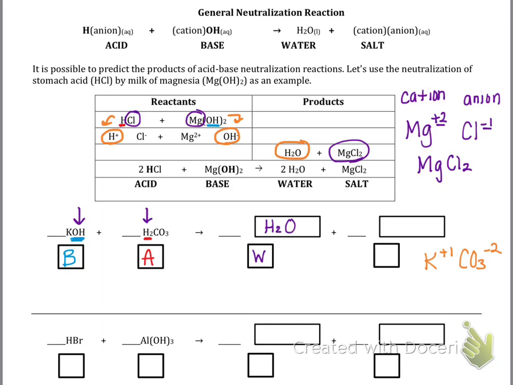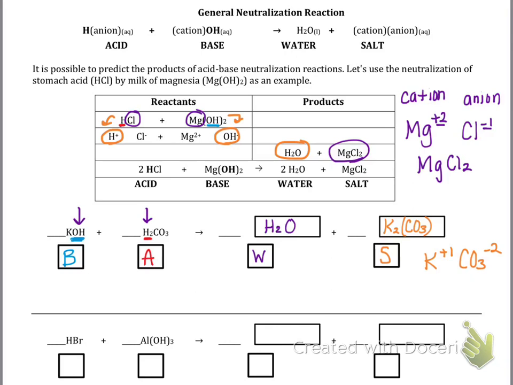Now, if you have a positive 1 and a negative 2, then how many of each do you need for the charges to cancel out? You are going to need 2 Ks, 2 potassiums for every 1 carbonate. If it makes you comfortable, you can always put parentheses like this. And this, you're going to label S because this is your salt.